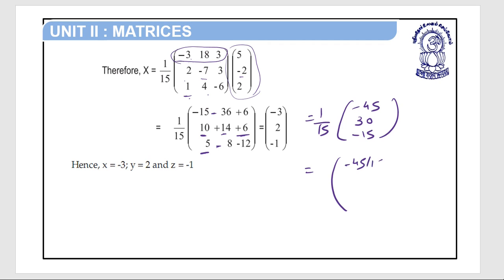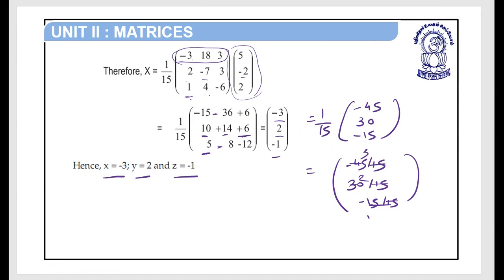So minus 45 by 15, 30 by 15, minus 15 by 15. 15 3s are 45, 15 2s are 30, 15 1s are 15. So minus 3, 2 and minus 1. And so x is equal to minus 3, y is equal to 2 and z is equal to minus 1. This lecture is over here. So see you soon. Bye bye.